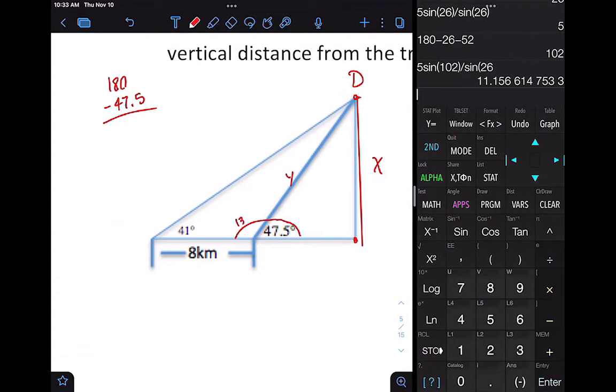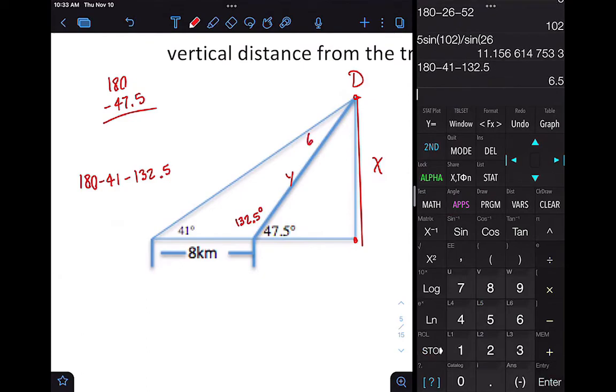Apparently I got 132.5 for that angle. And now you've got two angles inside of that triangle. To find the final angle in that triangle, I'm going to do 180 minus 41 minus the 132.5. And apparently you get 6.5 degrees right there, kind of a small angle.